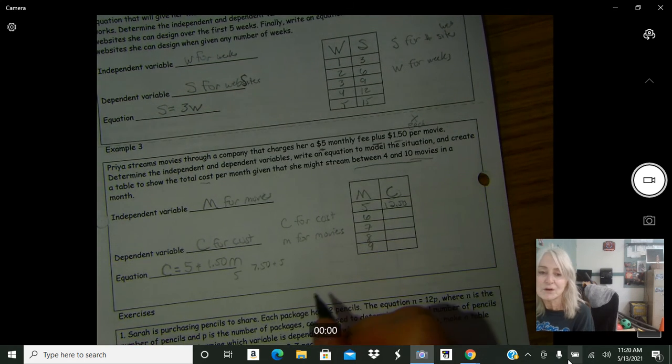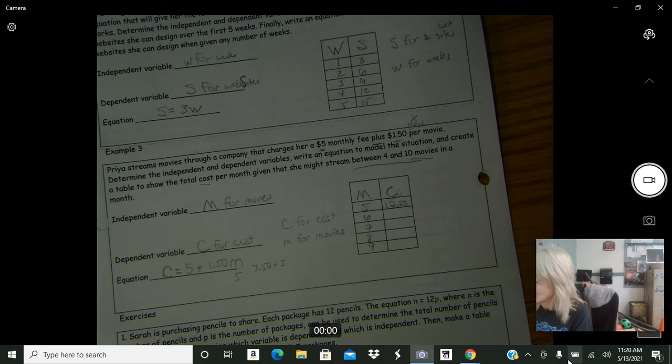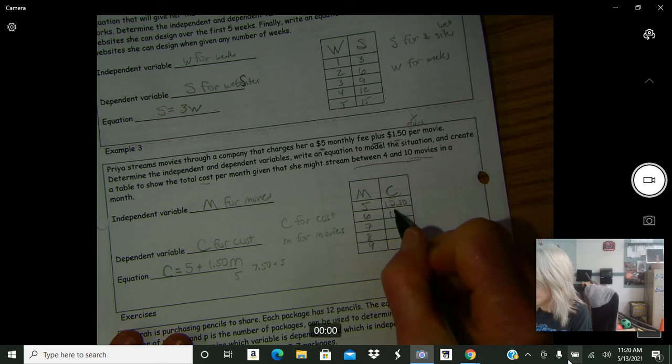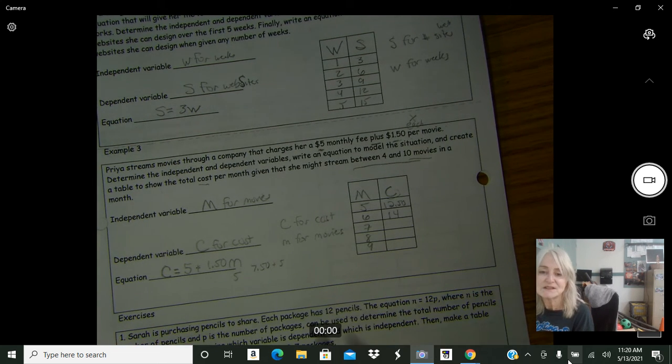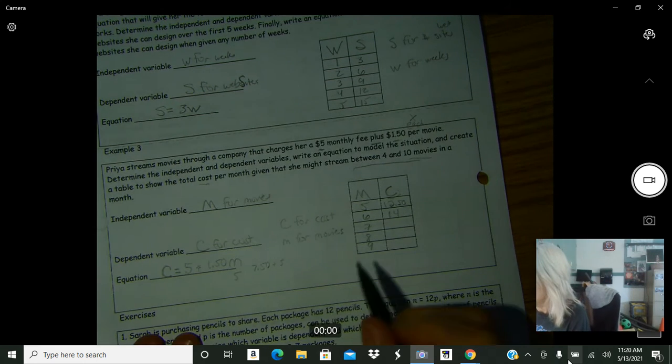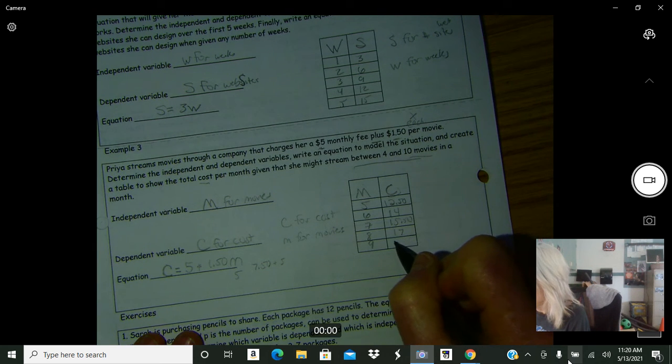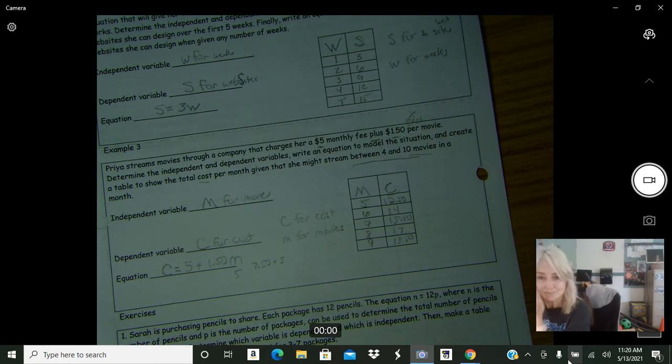I don't have to go through all of that again because this is just one more movie. So I actually know it's going to be $1.50 more. So $12.50 plus $1 is $13.50, and 50 cents more makes $14. So this would be $15.50 and $17 and $18.50.